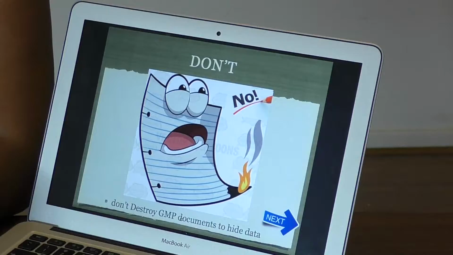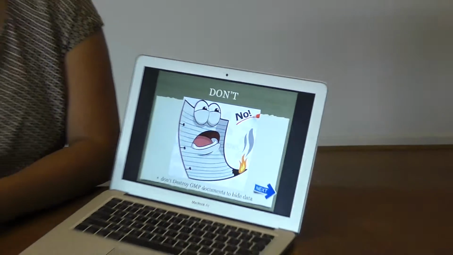So far we have seen what to do. Now we come to the don'ts. What not to do: do not destroy GMP documents ever. It is a fraud. It is a crime if you hide data, if you falsify data, or if you try to hide it from auditors. So never destroy it. Keep files in a safe manner until the retention time period. Every regulatory market has its own decided time period.